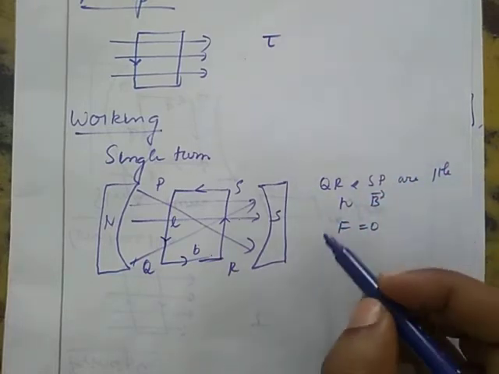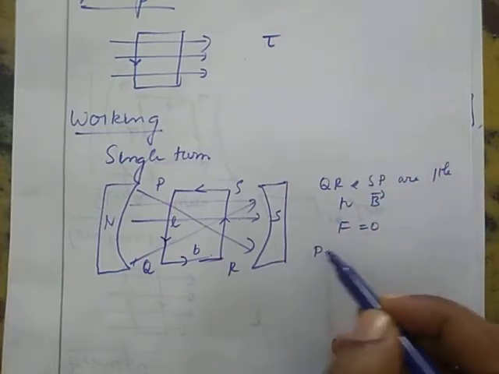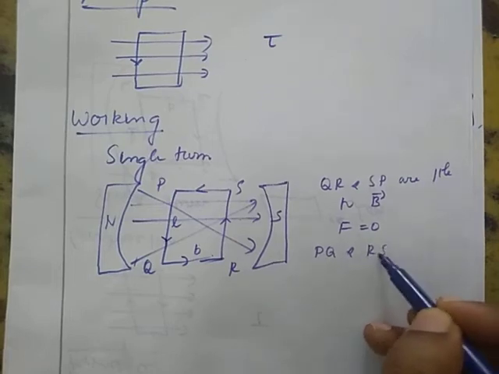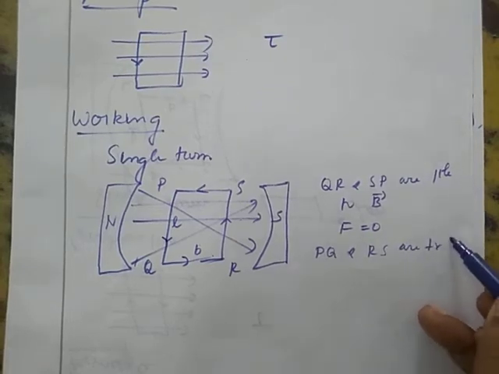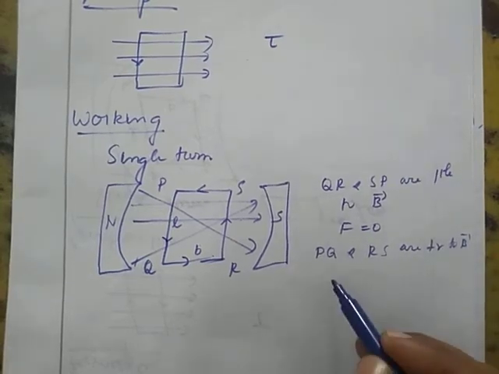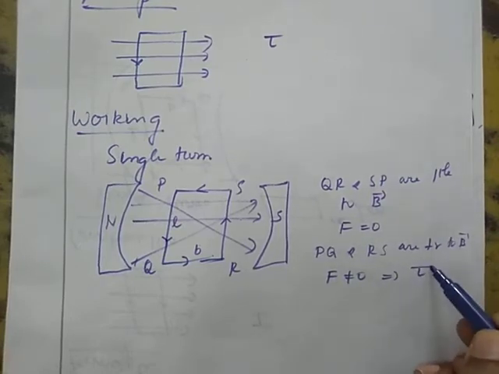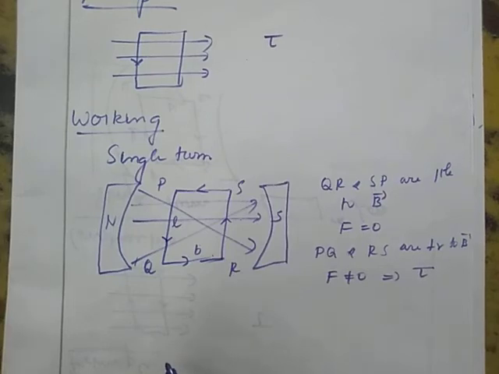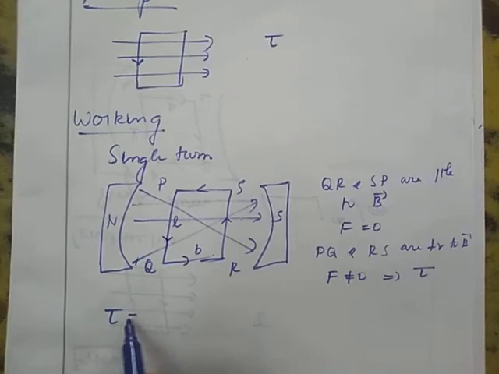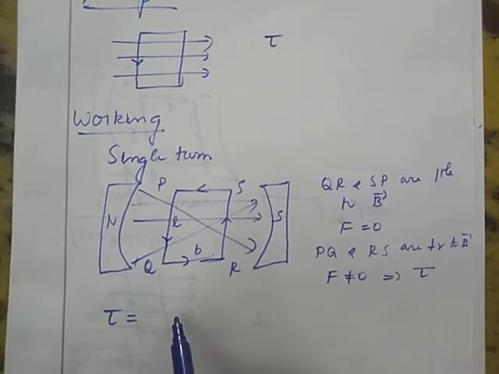Then the sections PQ and RS are perpendicular to the field, so it experiences a net force. Due to that force, it produces a torque. For that single turn, the torque is equal to the product of perpendicular distance and one of the forces.